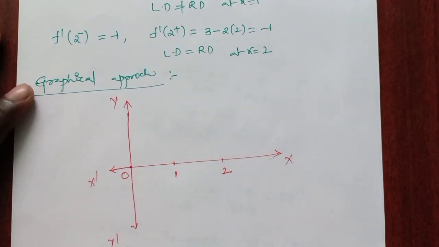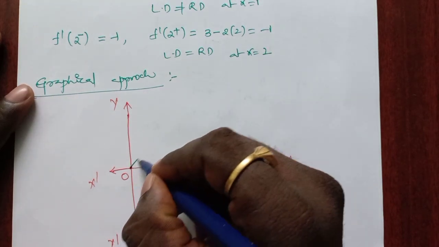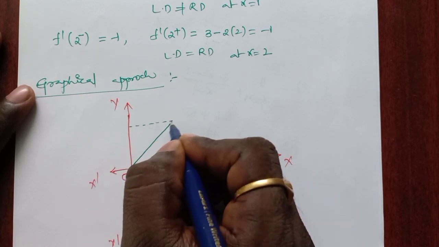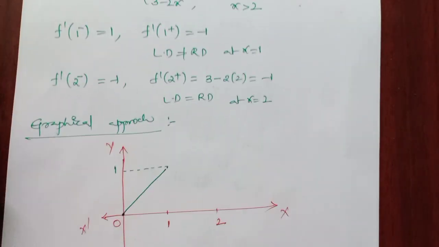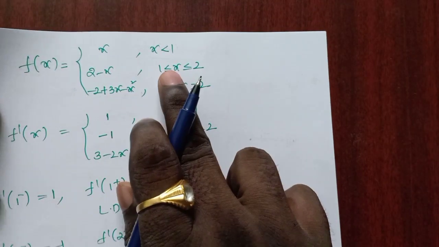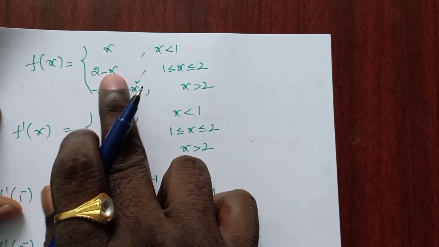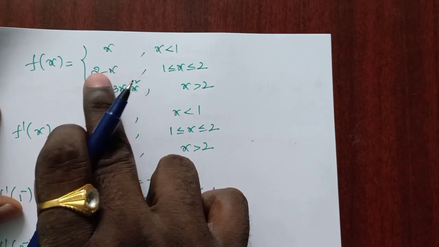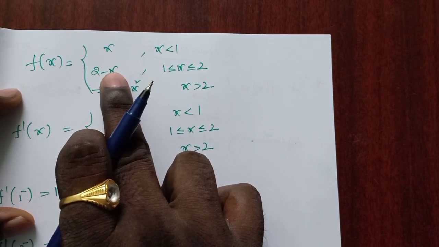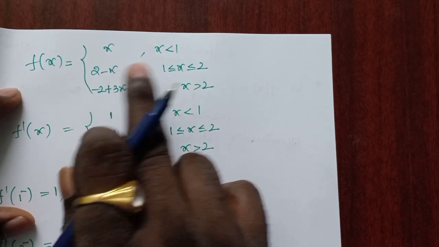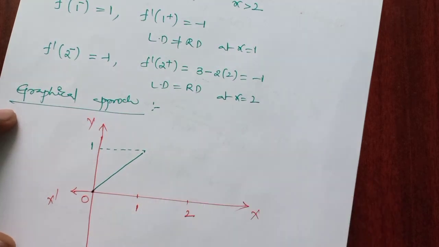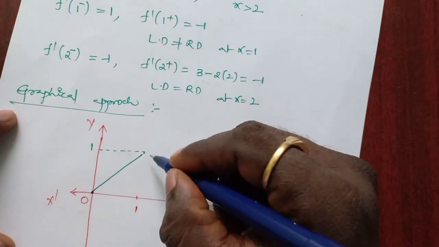The graph should be like this for x equal to 1. It is 1. Now coming to the second function in the region 1 to 2, if we substitute 1 here, 2 minus 1 is 1. If you substitute 2 here, 2 minus 2 is 0. So at 1 it is 1 and at 2 it is 0. Clearly, the second piece is like this.